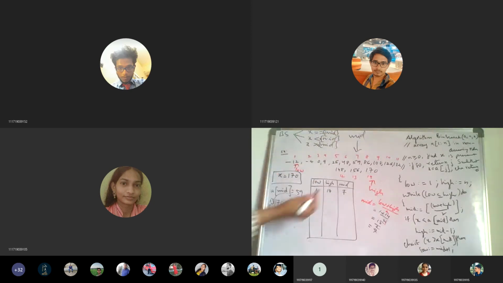So what is the mid? 7 is the mid. In the array where mid is pointing, A of 7 is 59. Is 59 equal to the value you are going to search? No. So the first condition is not satisfied, so move on to the next one.